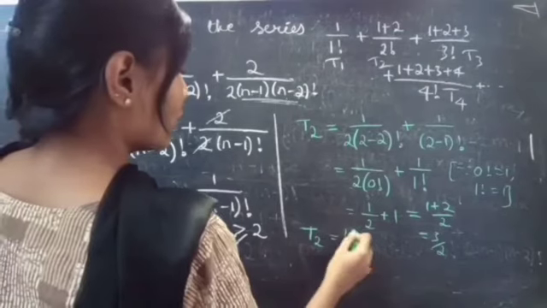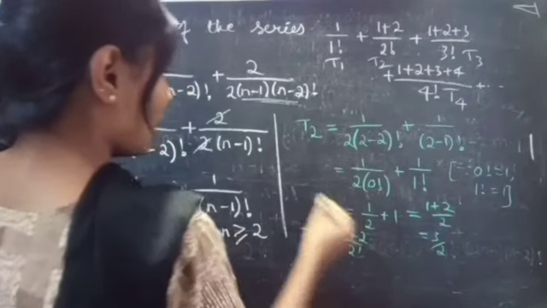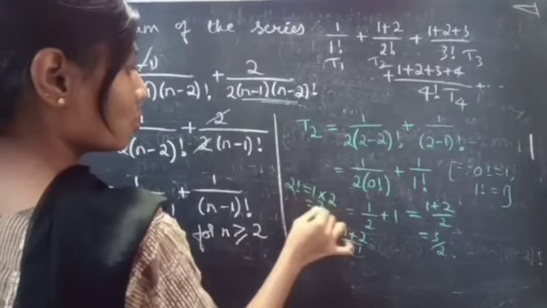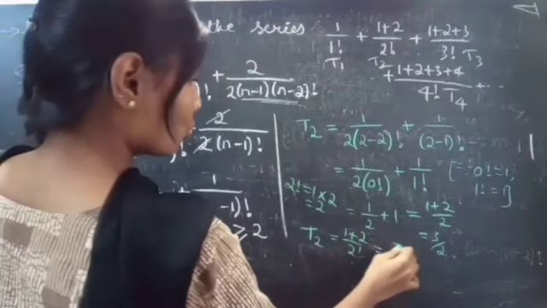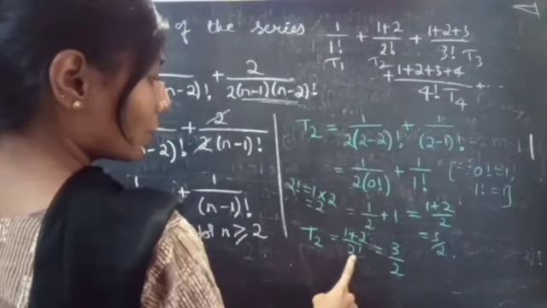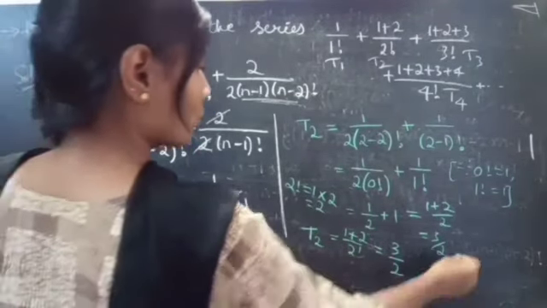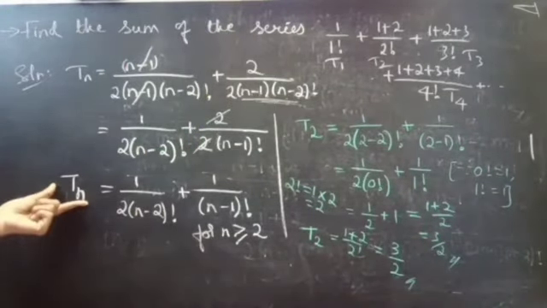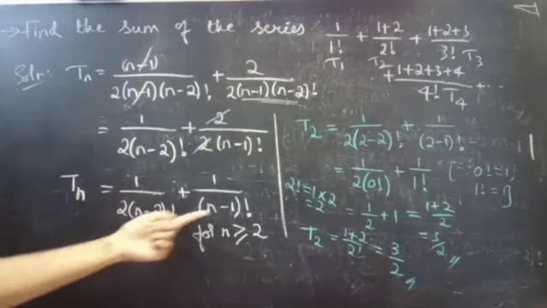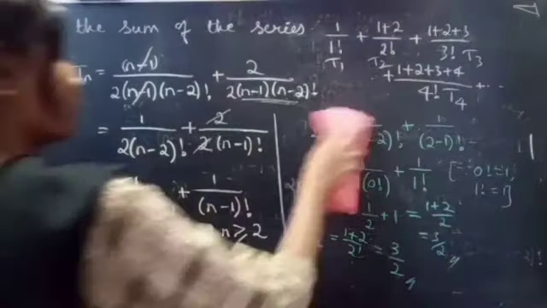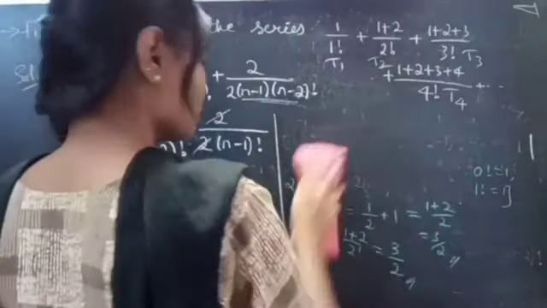So you're having 1 plus 2 by 2. And we know that 2 factorial equals 1 into 2. 1 2s are 2. So 2 factorial is 2. So you get 1 plus 2, 3 by 2 factorial, which is 2. So this is correct. Tn equals the sum of these two terms, and it is correct for n equals 2. Okay. For n equals 2. Fine.